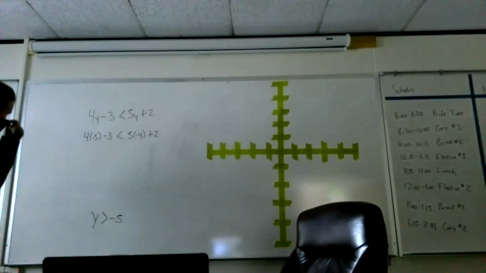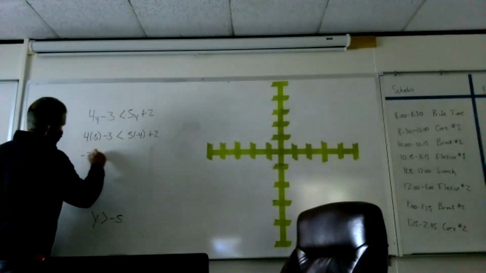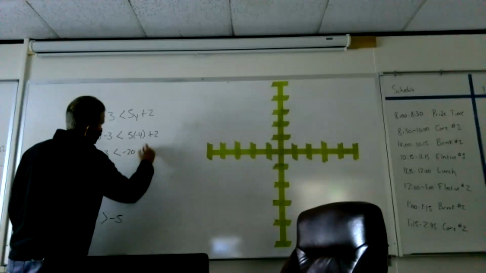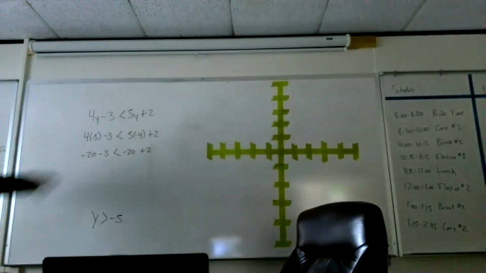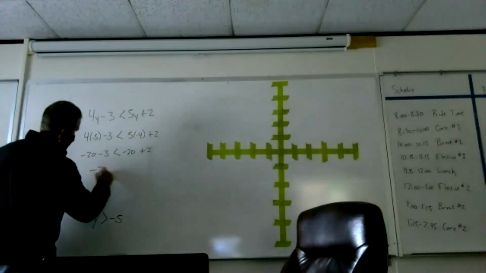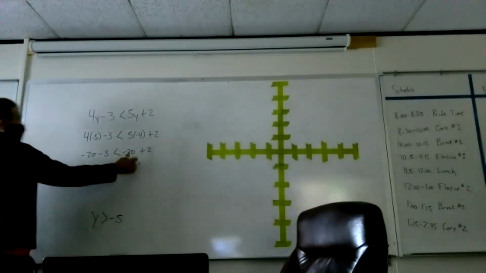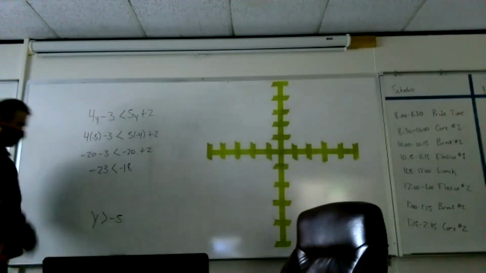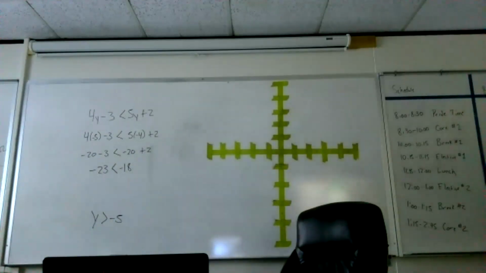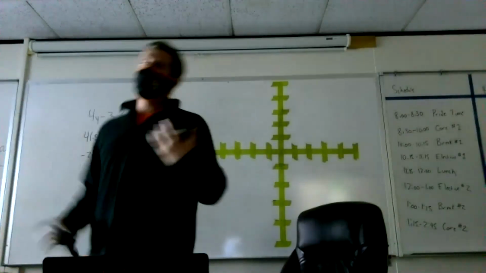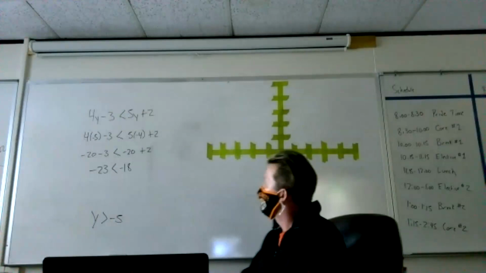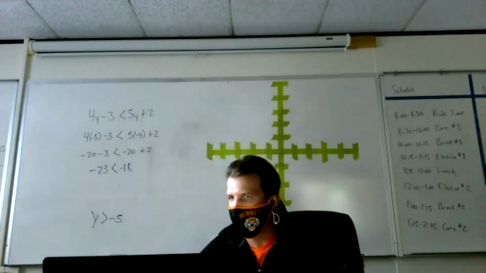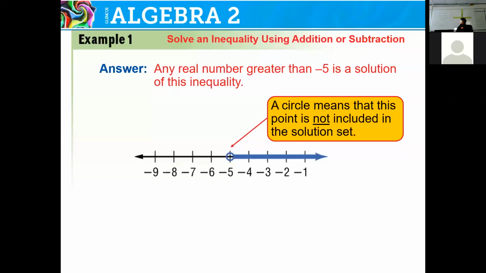Take care of my order of operations first. 4 times negative 5 is negative 20 minus 3. 5 times negative 4 is negative 20 plus 2. And now when I simplify, negative 20 minus 3 is going to give me a negative 23. My sign did not change. And negative 20 plus 2 is equal to a negative 18. And you can check that. Don't ever be afraid to plug stuff back into your inequalities to double check yourselves.